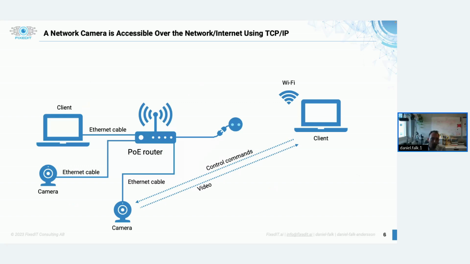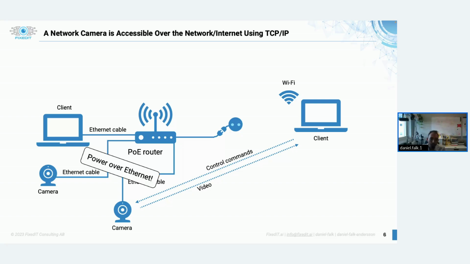So you have an Axis network camera and you want to start using it. Connecting to it is super simple. All you need is some kind of Ethernet with power over Ethernet, which means that the camera will be powered with a single cable to get both connectivity and power. And once you're connected to the same network, you can access the built-in web server in the camera and communicate with it that way.